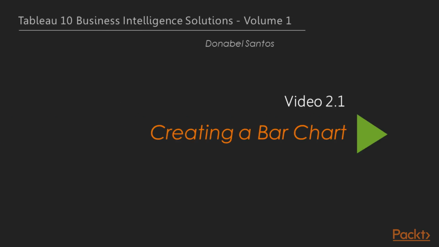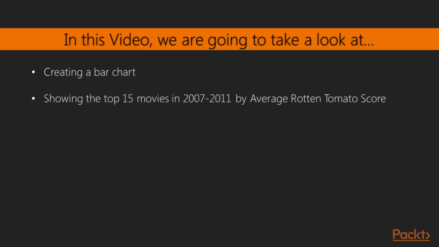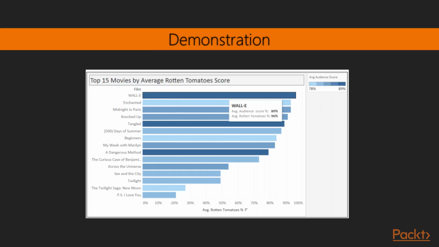Let's start with a video of this section that deals with creating a bar chart. In this video, we'll create a bar chart that shows the top 15 movies in 2007 to 2011 by average Rotten Tomatoes score. Bar charts represent numeric values as bars, split across clear categories. Bar charts are very effective charts for comparing magnitudes and spotting highs and lows in the data.